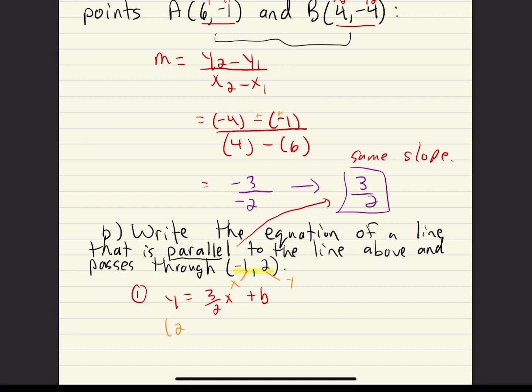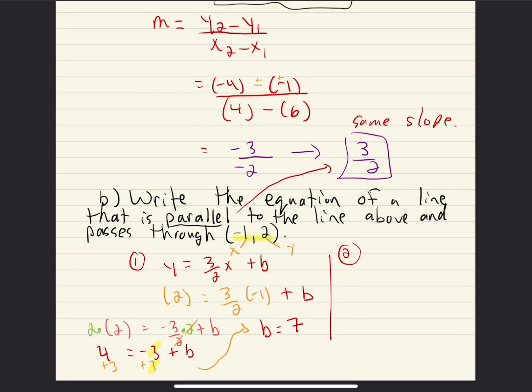Now, I'm given my x-coordinate, which is -1, and my y-coordinate, which is 2. So I could plug in the 2 for y, and then the -1 into x, and then all I'd have to do from here is isolate for b, and then I can have the b part of the equation and get the whole equation. So once I've isolated for my b value, which I got is 7, I can just plug it all in, which is y is equal to 3/2x plus 7. And then here is the equation that is parallel to the one that we had worked out a little bit above.